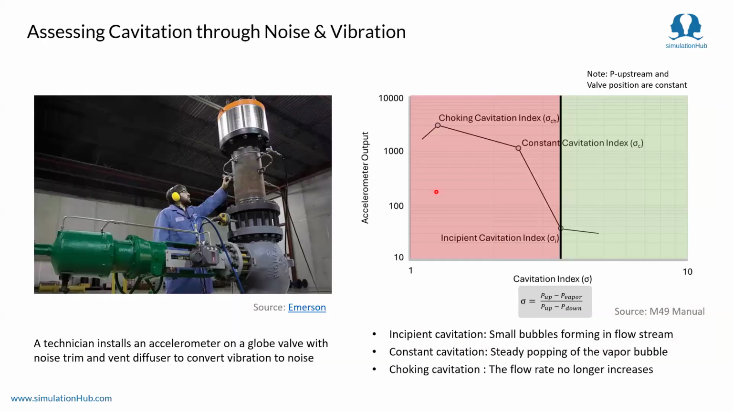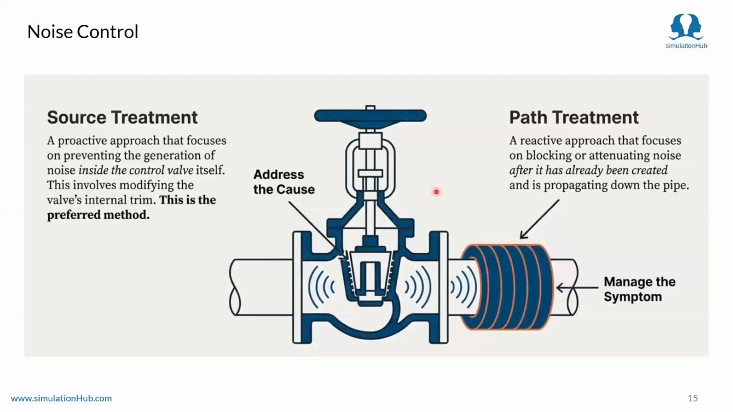As cavitation and noise are closely connected, all the mitigation steps for controlling cavitation are directly applicable to noise mitigation as well. So how do we control noise? There are two basic philosophies. One is source treatment: you address the issue at the source where it starts, the cavitation part. The other is path treatment, which is nothing but managing the symptom. Once it is produced, you are dealing with the noise.